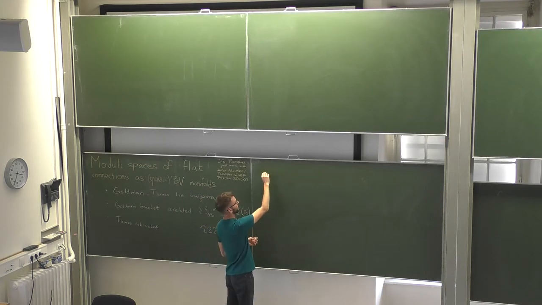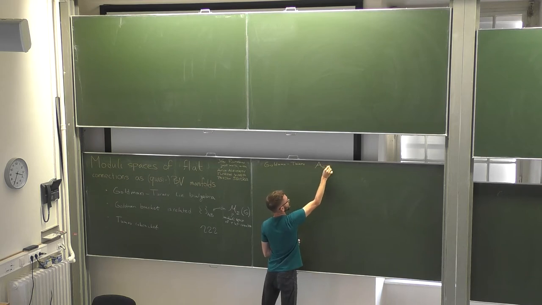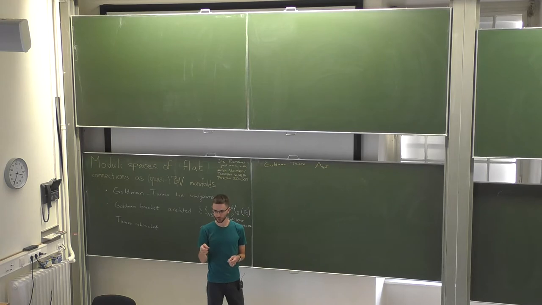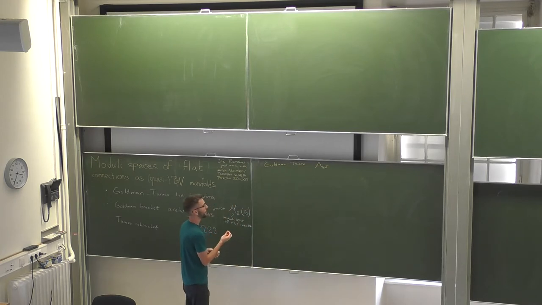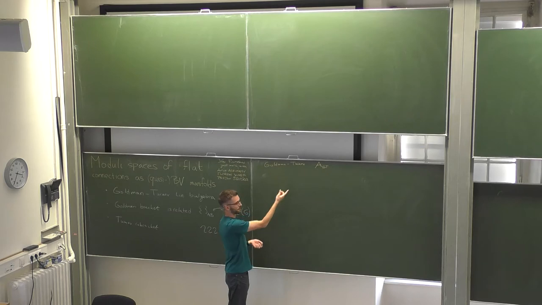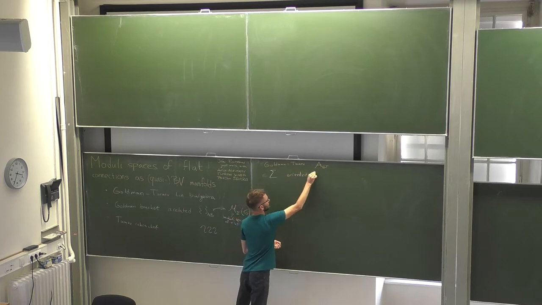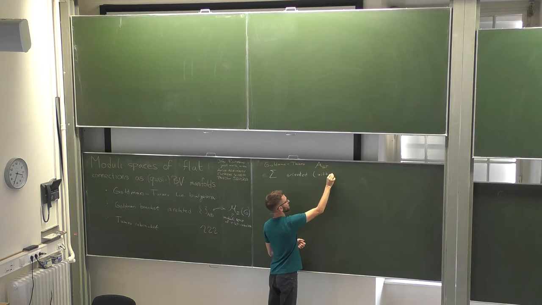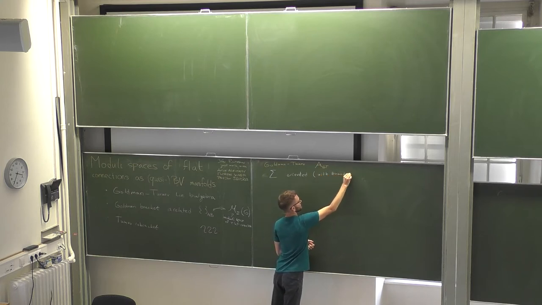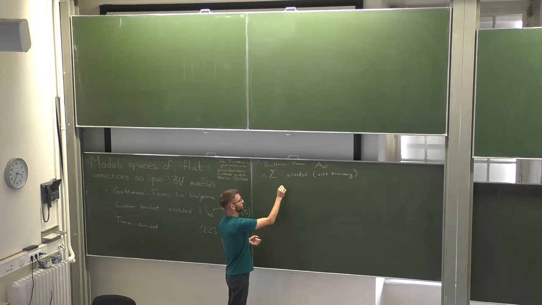So let me start with the Goldman-Turaev Lie algebra. We'll call it A_GT. Yesterday with you I called it G, but there will be two Gs, so maybe A is better. Okay, so as a vector space, it is described as follows. We take a surface Sigma, which is oriented, and possibly with boundary.